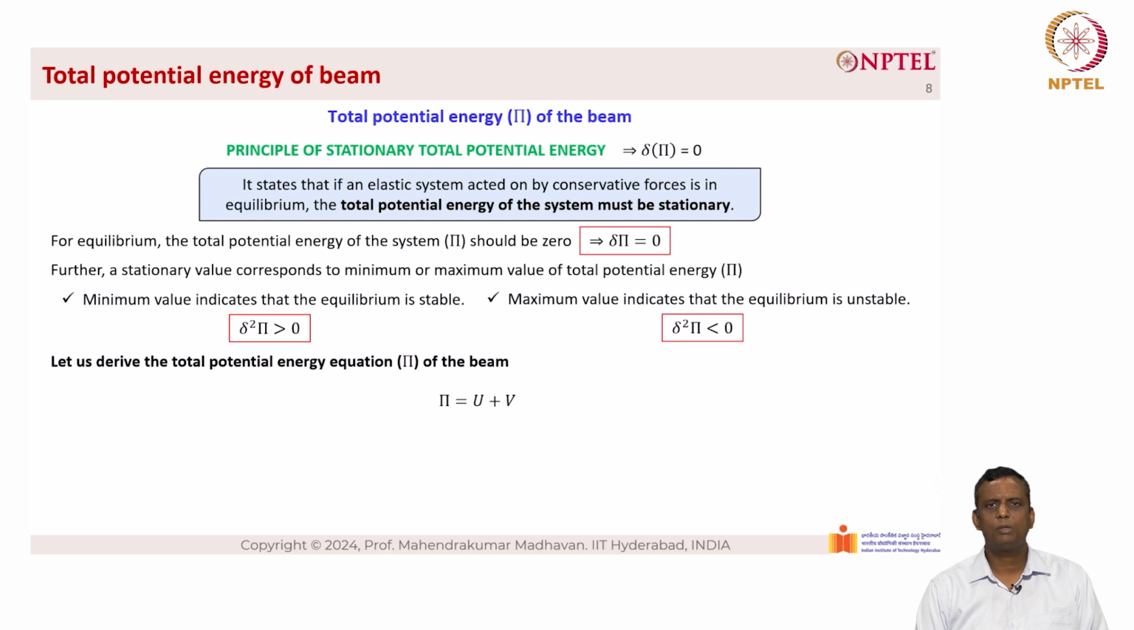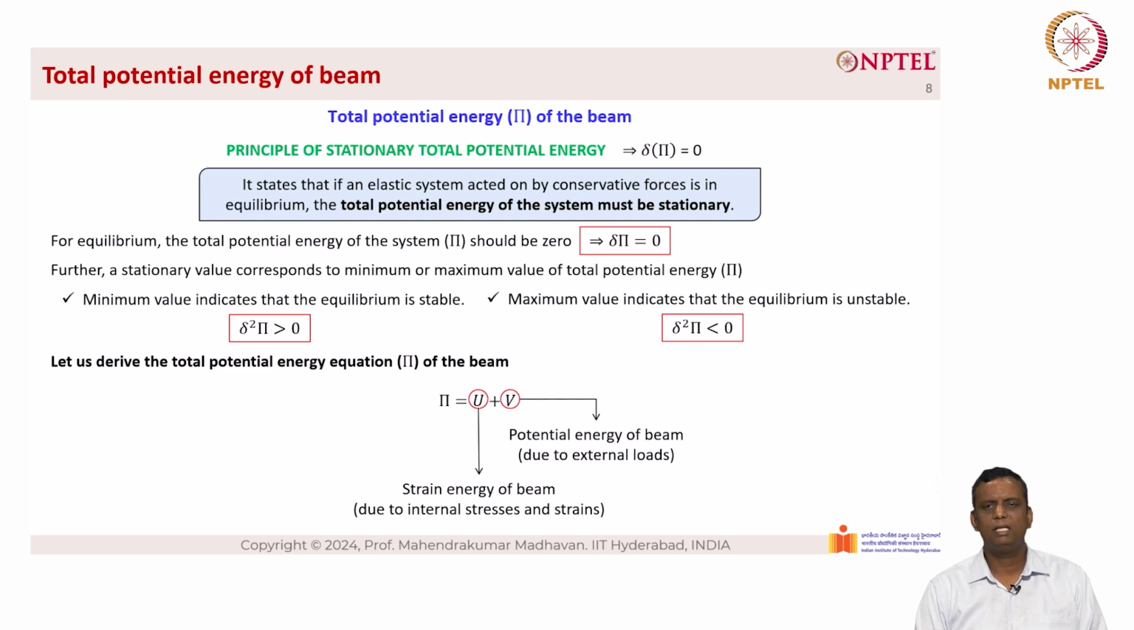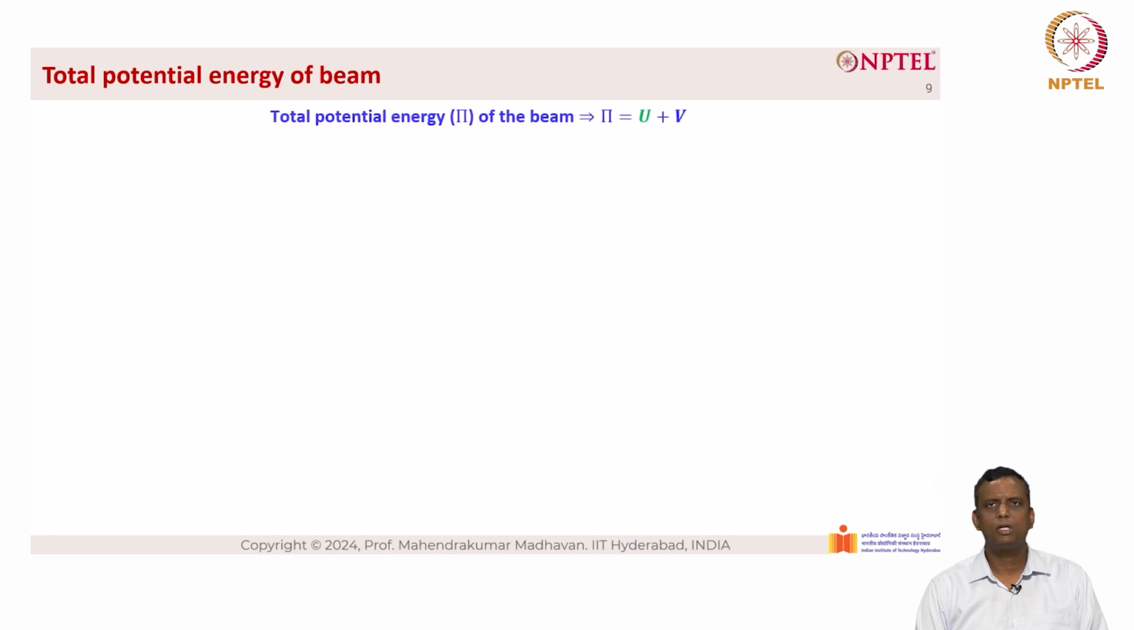Let us derive the total potential energy equation of the beam, which is pi equal to u plus v. Here u is the strain energy of the beam due to internal stresses and strains, and v is the potential energy of the beam due to external loads. So the total potential energy pi of the beam is equal to u plus v.